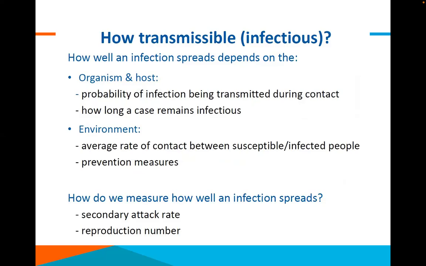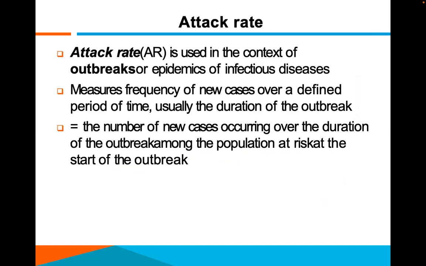How well an infection spreads depends on the organism, the host, and the environment. And how do we measure how well an infection spreads? That is where we look at the secondary attack rate and then the reproductive numbers. Therefore, the attack rate. The attack rate, AR, is a term that is used in the context of an outbreak or epidemic of an infectious disease.